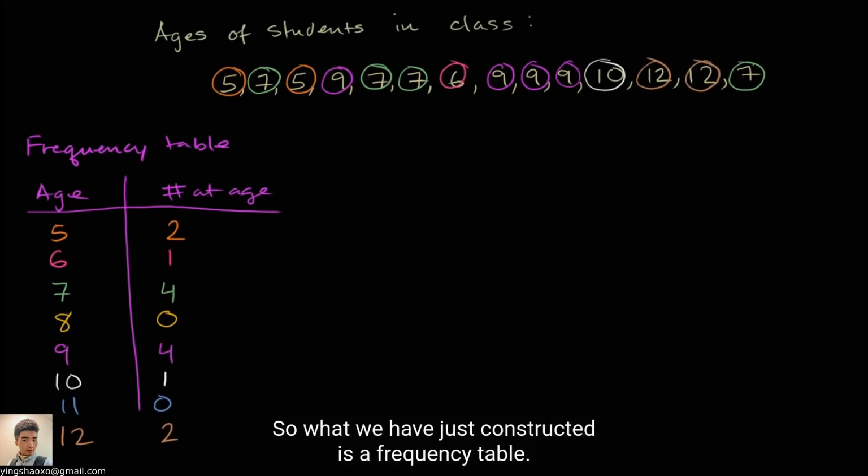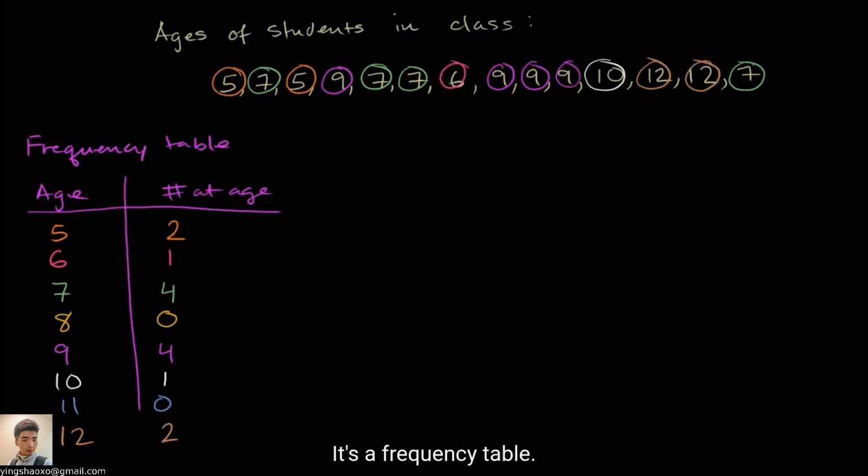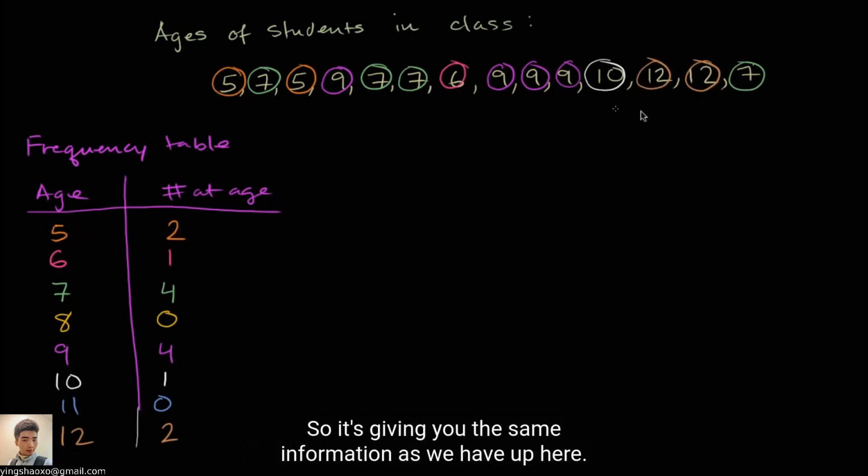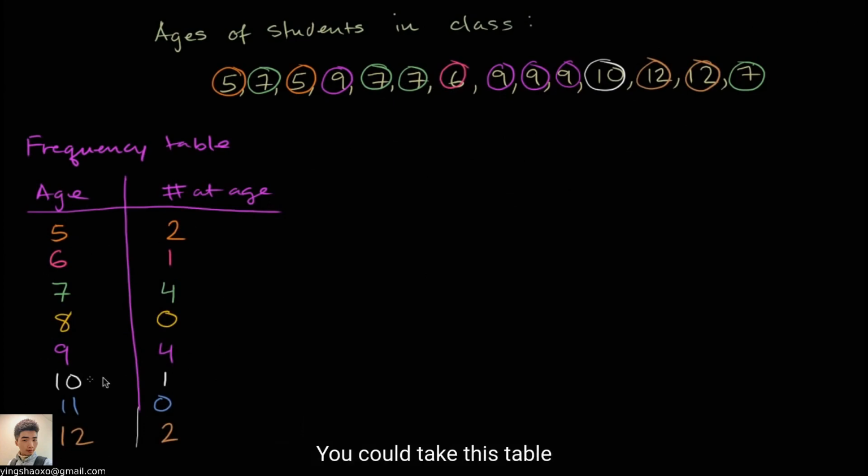So what we have just constructed is a frequency table. You can see for each age how many students are at that age. So it's giving you the same information as we have up here. You could take this table and construct what we have up here. You would just write down 2 5s, 1 6, 4 7s, no 8s, 4 9s, 1 10, no 11s, and 2 12s. And then you would just have a number.